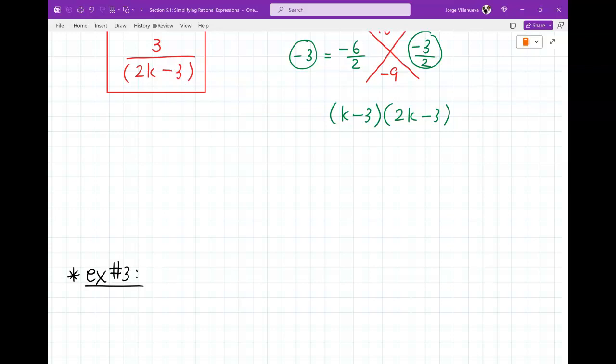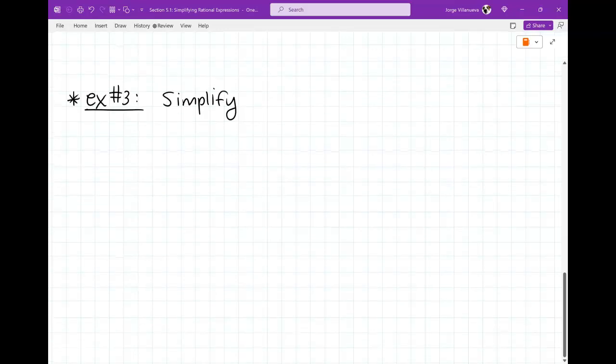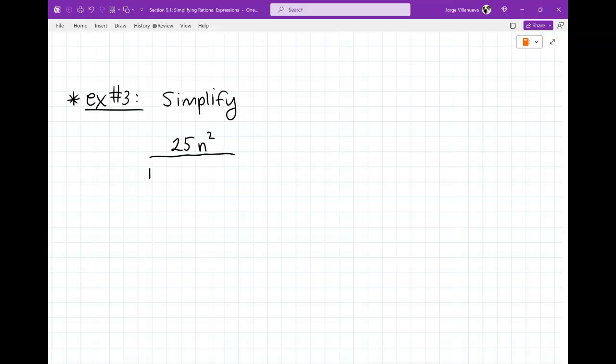When you go through it and do the work, just remember one of those factors, you're going to have to do a difference of 2 squares. But I don't want to do it because it's the only one. So I want to do one more from your homework, and then maybe I'll do a difference of 2 squares, but that won't be on your homework. But here's one from your homework. 25n squared over 10n squared plus 15n.